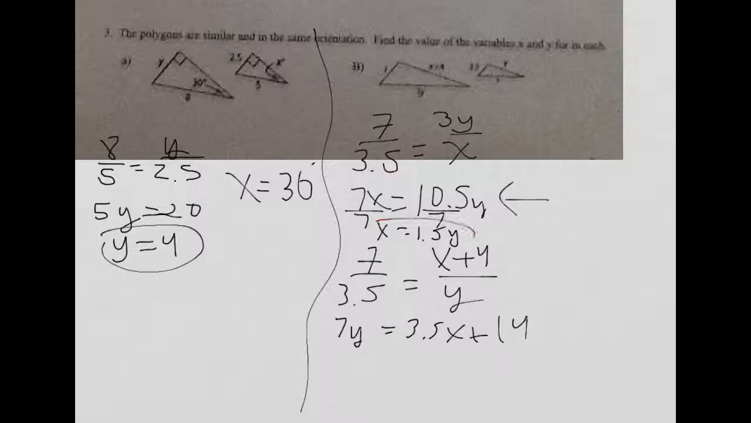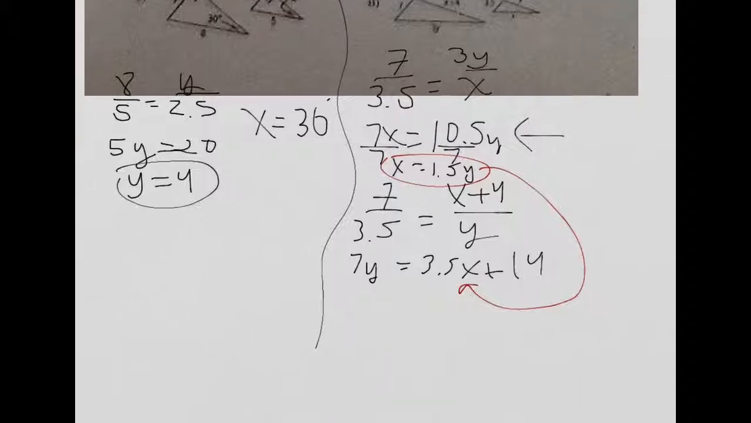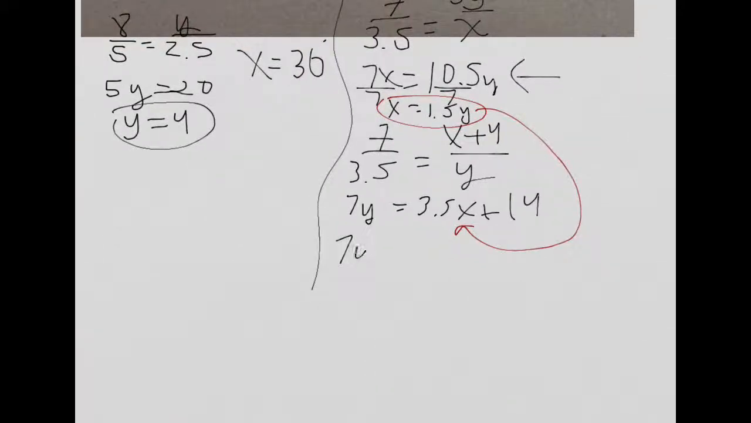Alright, so this one in red was one proportion that I set up between those two triangles. And now I'm going to take that and substitute that in for x here, so it's all the same variable. So it's going to say now 7y equals 3.5 times 1.5y plus 14. And now I could solve it for y.